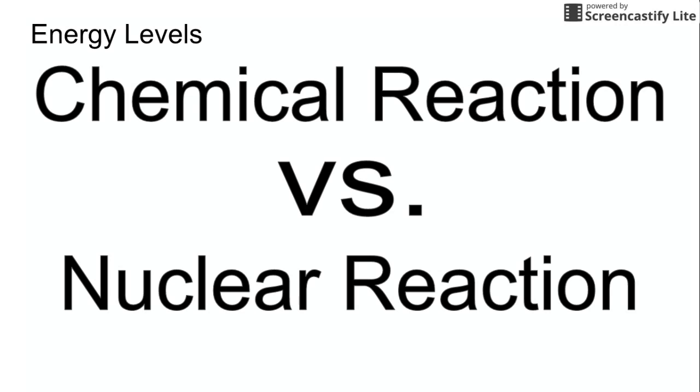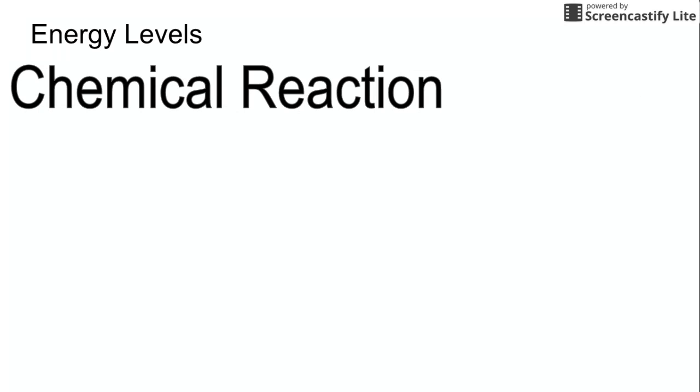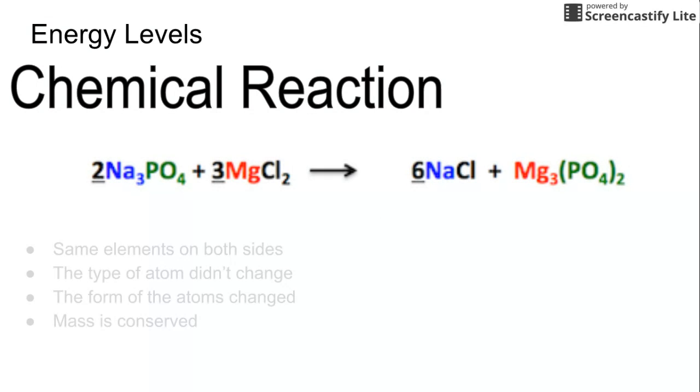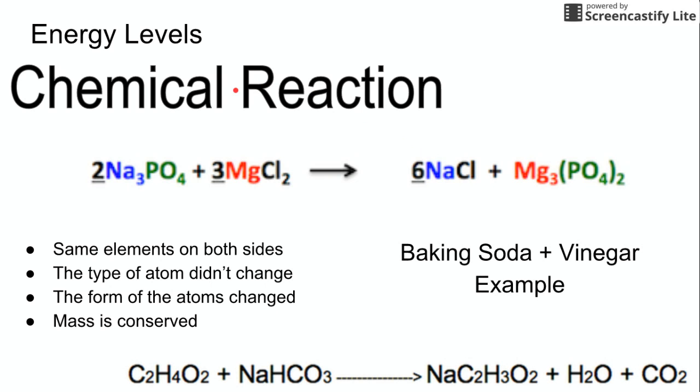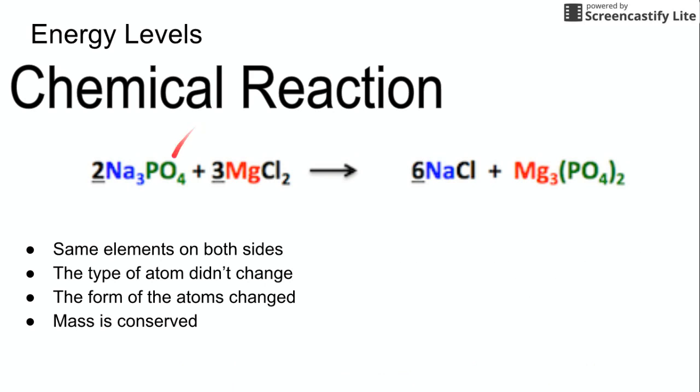So in a chemical reaction versus a nuclear reaction, which one has the most energy? Well, in a chemical reaction, this is best shown through an equation. So over here, both sides are balanced. We start off with sodium, phosphorus, oxygen, magnesium, and chlorine. And we also end with sodium, chlorine, magnesium, phosphorus, and oxygen.